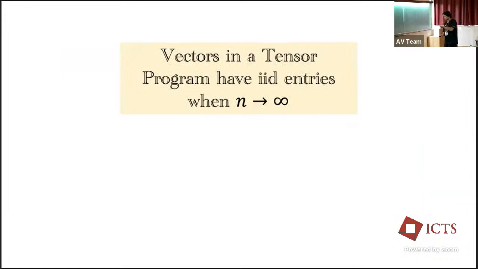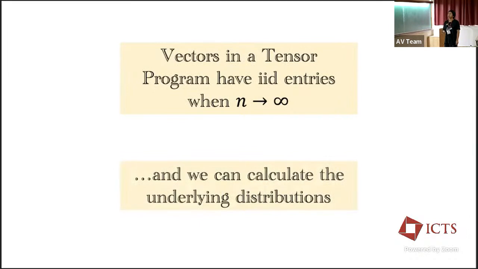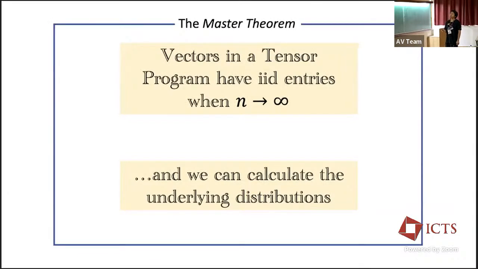This only becomes non-trivial when you combine it with the second key insight, which is that vectors in a tensor program, like those produced by matrix multiplication with nonlinearities, when the width n goes to infinity, will have roughly IID entries. We'll see how this comes about. And in addition, we can calculate the underlying distributions of the IID entries. This is called the master theorem, where we write down very precise formulas for calculating the underlying distributions, but I'm not going to really use this term after this, but FYI.